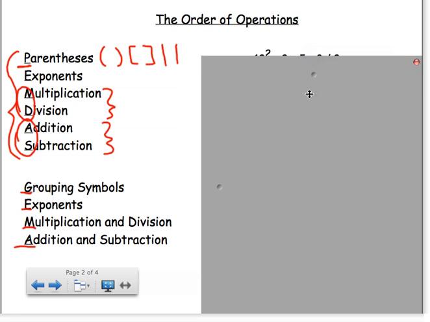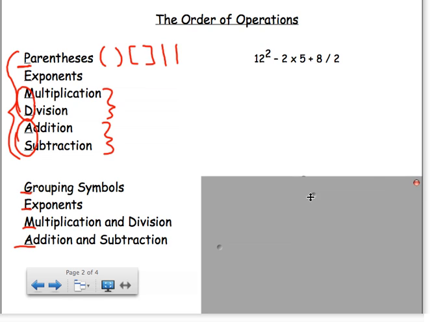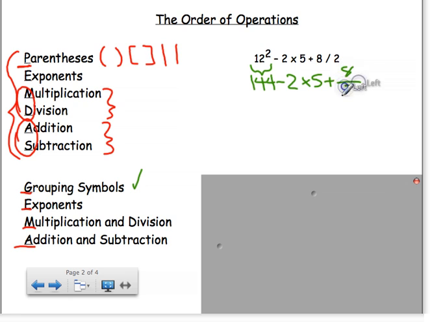So let's start with an example without any variables, and you can read it. It says 12 squared minus 2 times 5 plus 8 divided by 2. If I look at this, I don't see any grouping symbols, so I'm already done with that. I do see exponents because I see 12 squared. So that's the first thing I'm going to simplify. I know 12 squared is the same thing as 144, because that's 12 times 12. And I'll just rewrite the rest of the expression. Minus 2 times 5 plus 8 divided by 2.